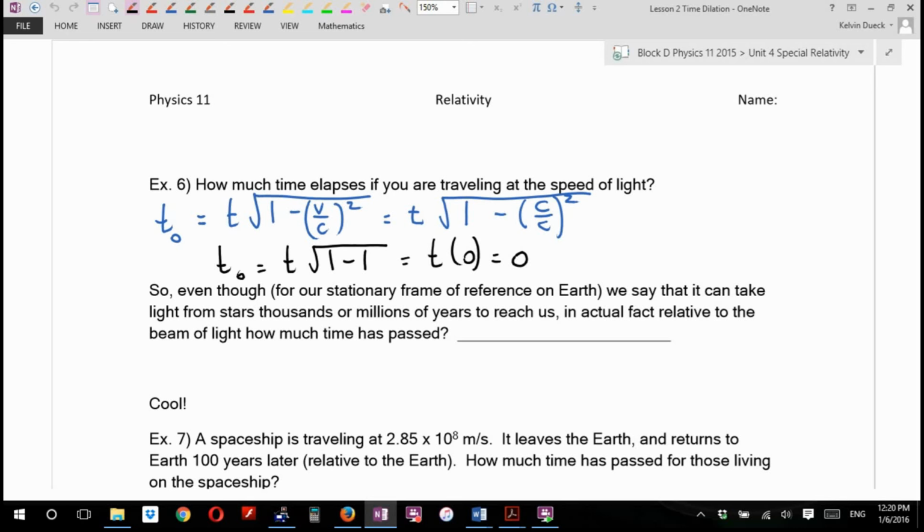So, even though for our stationary frame of reference here on Earth, we like to say that it takes light from stars thousands or millions or billions of years to reach us, in actual fact, relative to that beam of light, if it could think, how much time would have passed for it? Nothing. Everything is instant.